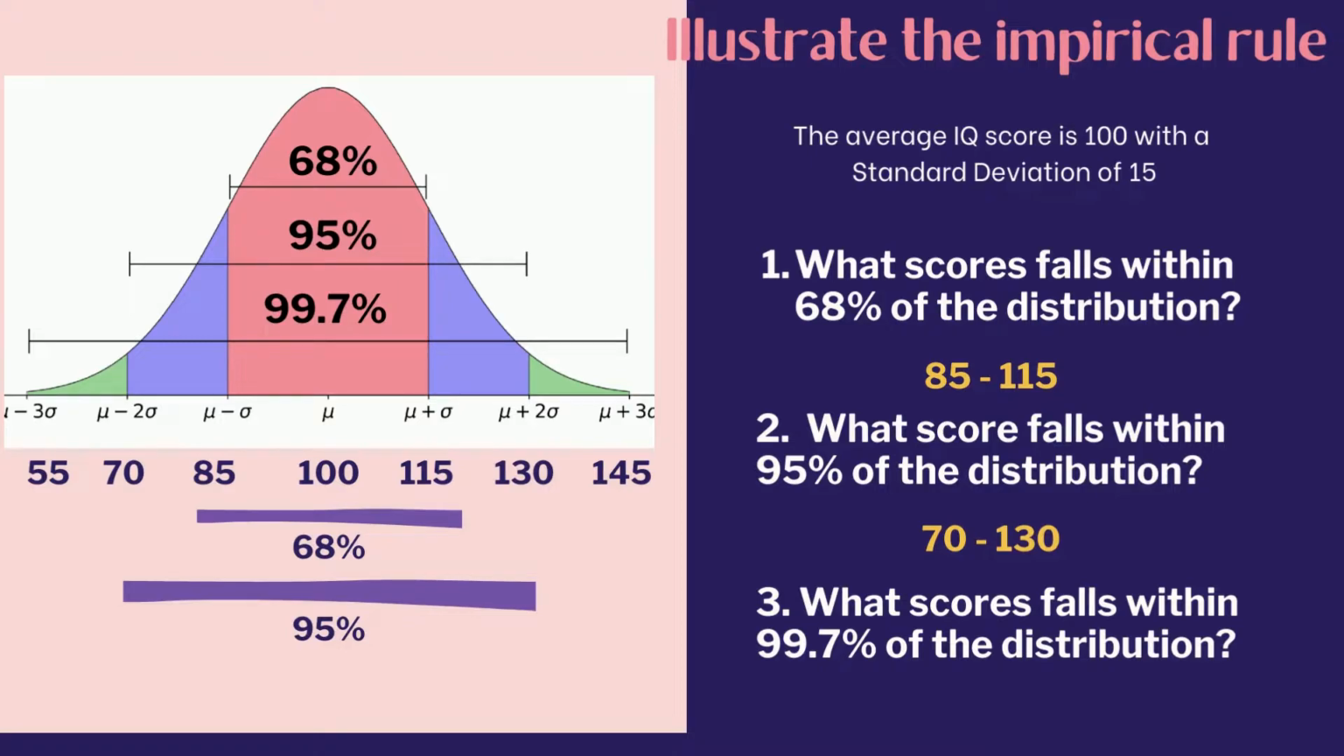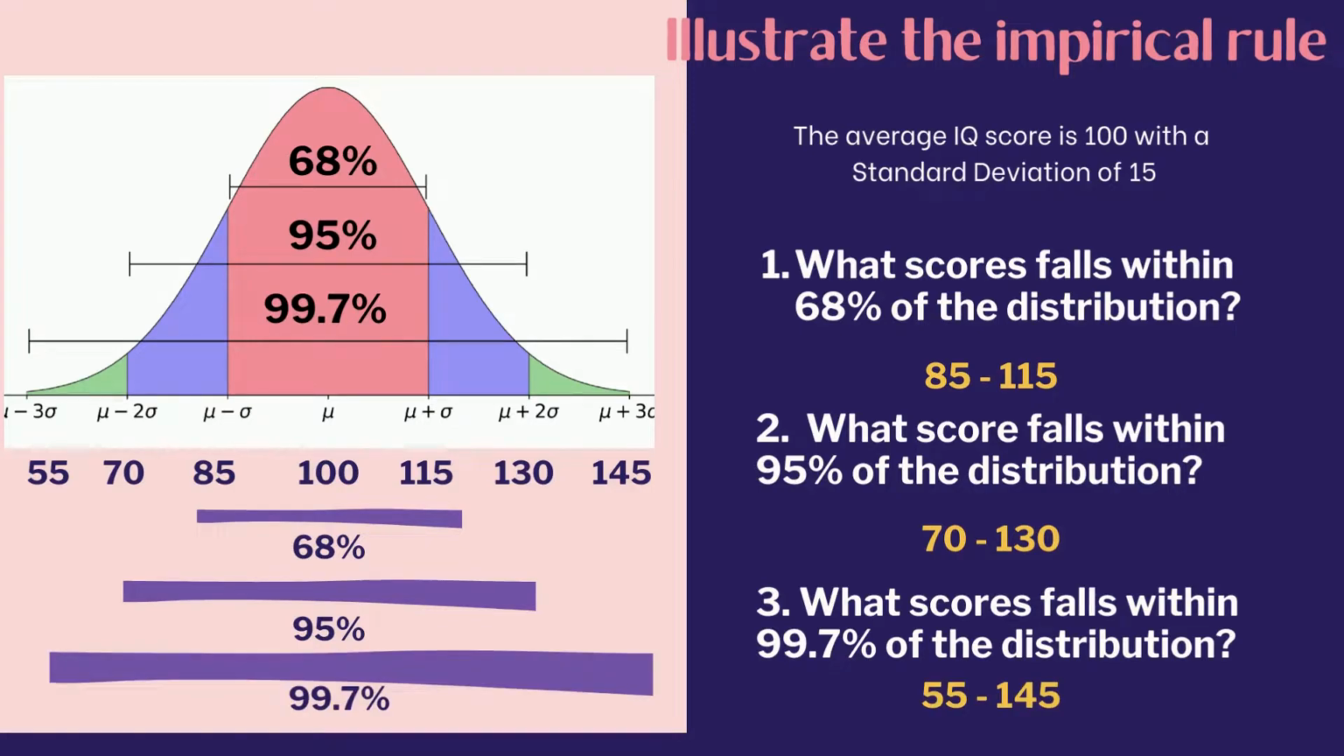Number 3, what scores fall within 99.7% of the distribution? So, simula dito hanggang dito, ang scores will be 55 to 145. And that's the answer na.